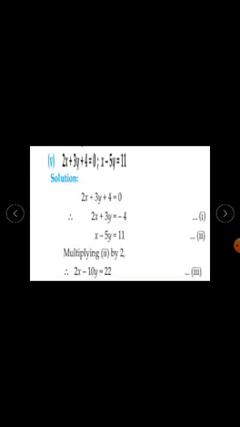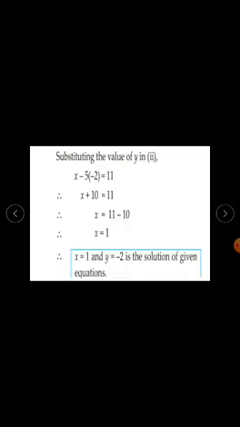What is your equation? The equation is 2x plus 3y plus 4 equal to 0, that is, 2x plus 3y equal to minus 4. The value of x is 1, so 2 into 1 is 2, plus the value of y is minus 2, so 3 into minus 2 is minus 6. So 2 minus 6 is minus 4. Hence proved. So x equal to 1 and y equal to minus 2 is the solution of the given equations.